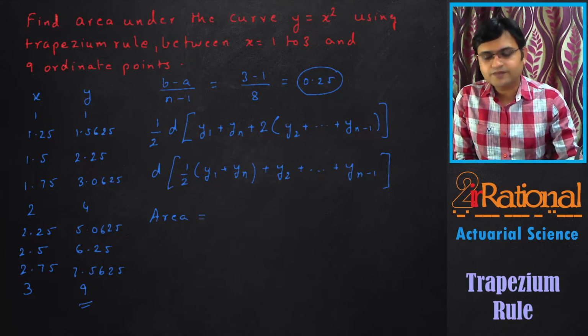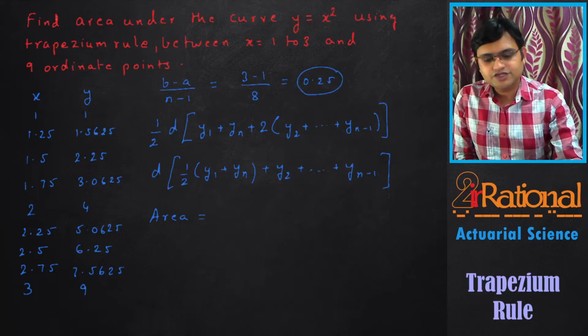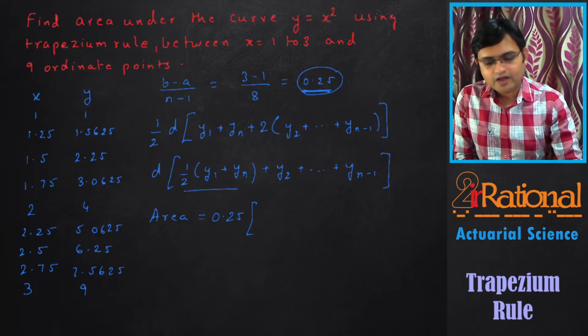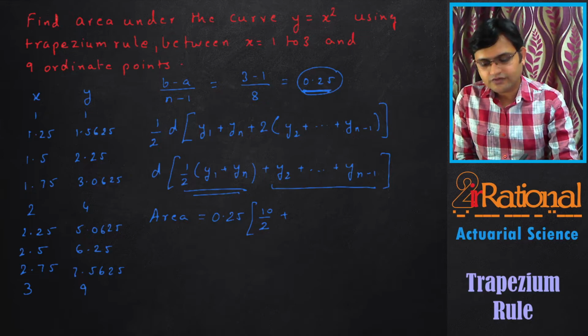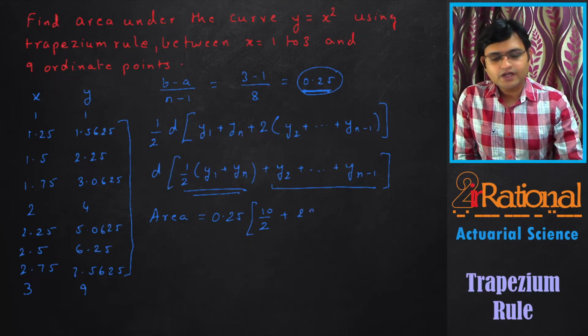So the approximate area that we will get would be: first d would be 0.25 because that is the width that we have taken, multiplied by half of the first and the last value added together, so 10 by 2, and then add all other values, that would be from this point to this point. That gives us 29.75.